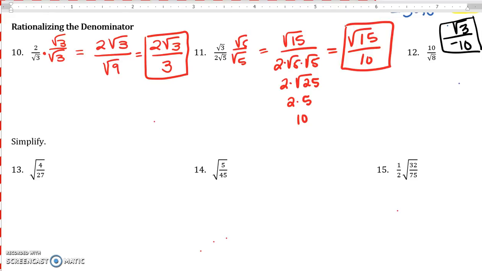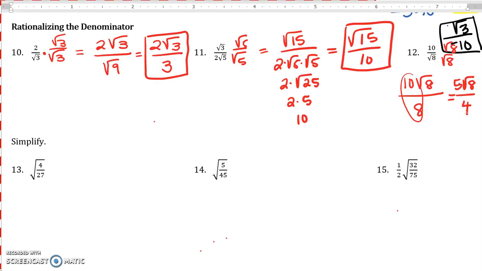Number 12, you've got square root of 8 in the denominator, so multiply by root 8 over root 8. So I have 10 root 8. Root 8 times root 8 is root 64, which is 8. Now I need to simplify here. 10 over 8 simplifies to 5 over 4. So I have 5 root 8 over 4.